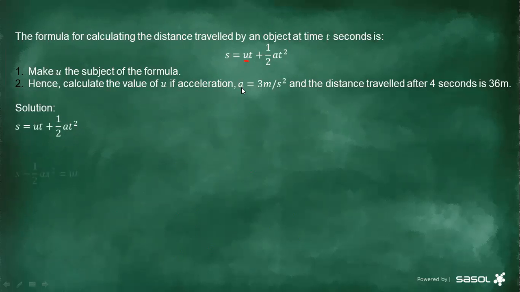Step number 1: we are going to be transposing this part, then it's going to be negative. You can see it's s minus half at squared. Then we're going to be dividing by t because we want to make u the subject of the formula. This is what I did: I have divided it by t.